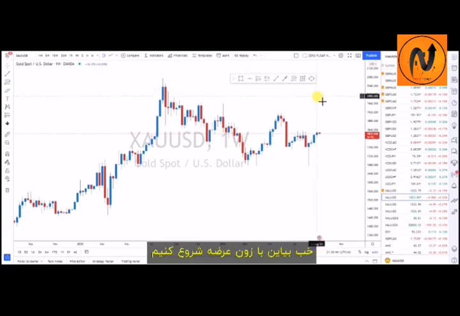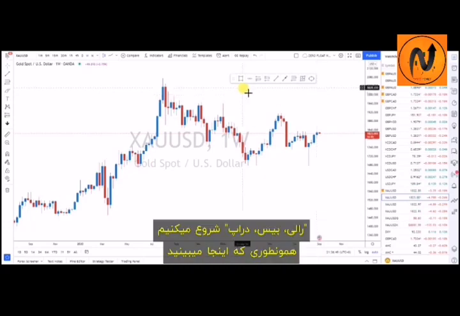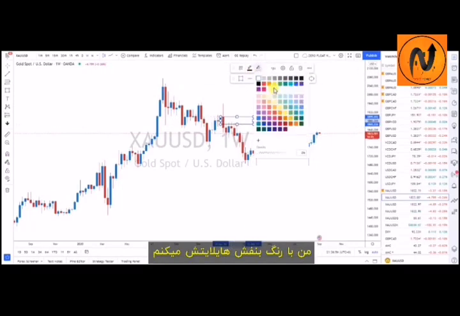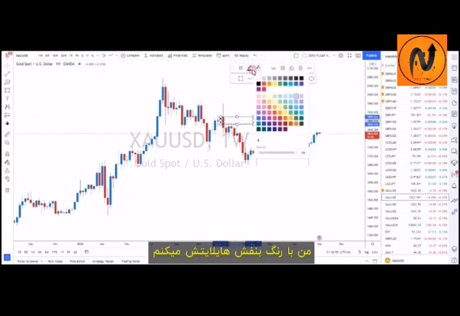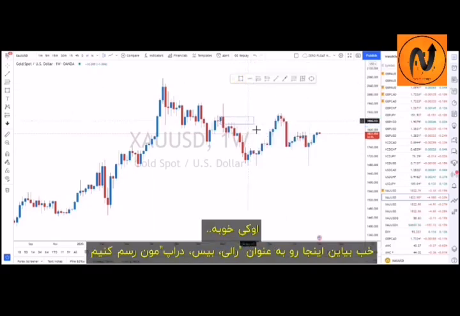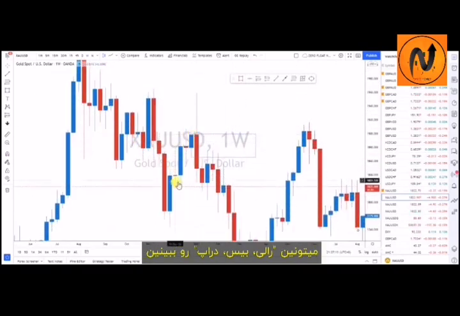So let's start with the supply zone. We will start with the rally base drop. As you can see here, there is a rally base drop in this area. I'm going to highlight it with purple color. Okay, so let's say we mark this as our rally base drop.